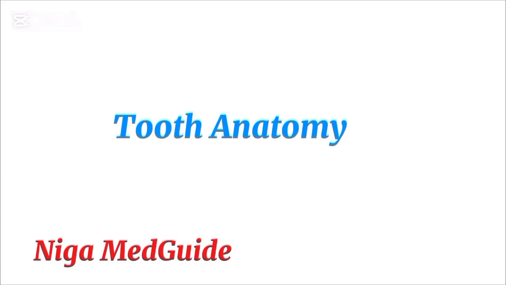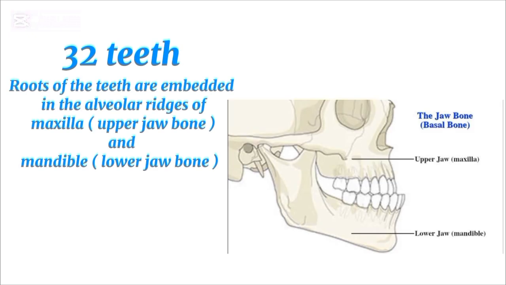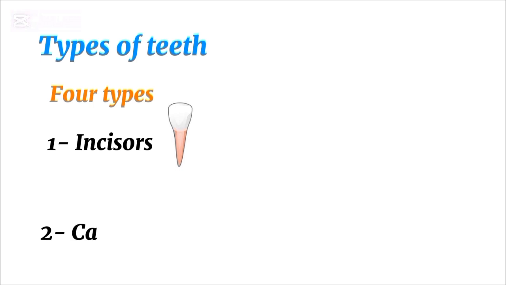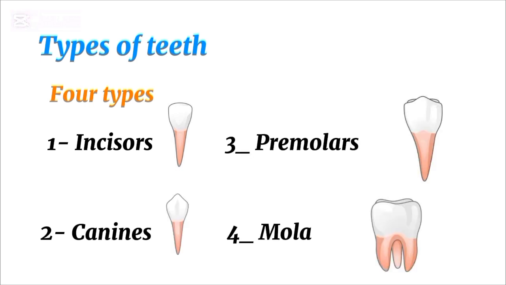Today we are going to learn tooth anatomy. We have 32 teeth and their roots are embedded in the alveolar ridges of maxilla, upper jaw bone and mandible, the lower jaw bone. We have 4 types of teeth that are incisors, canines, premolars and molars.